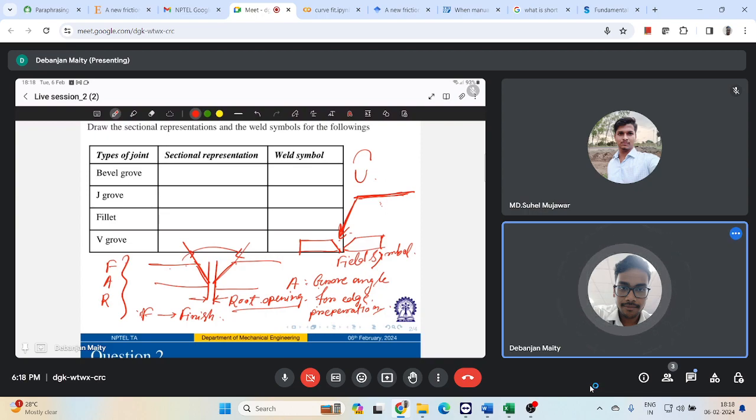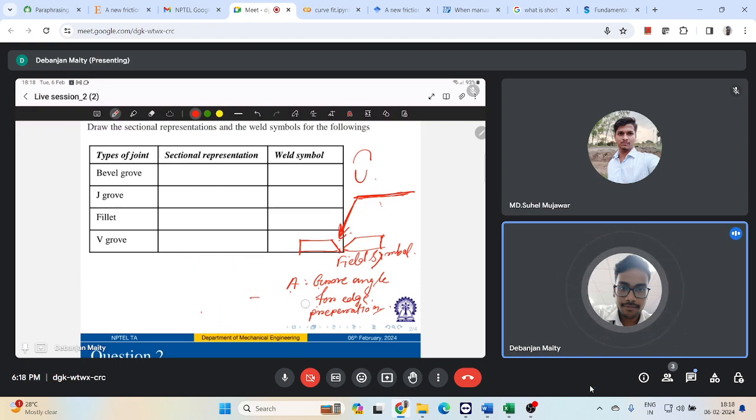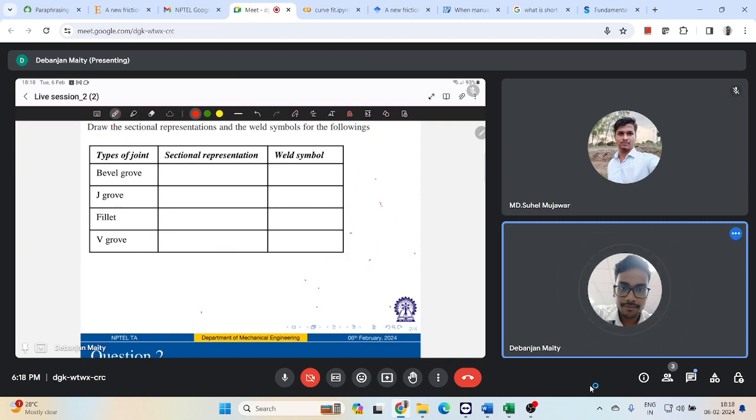Now let us have some examples of this weld type and what would be the symbol for those. So I have mentioned few of those weld joints over here, and we need to figure out how they will look in terms of sectional representation and also in terms of weld symbol, right?